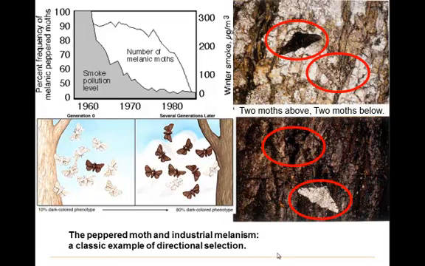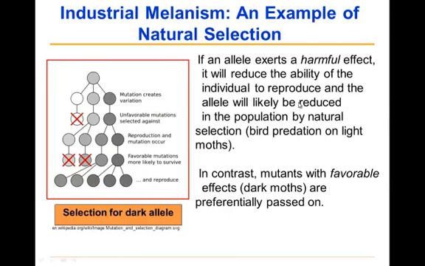Of course, the selective pressure here is birds that would feed on the moths, and they would more easily pick off the moths that don't match the tree trunks than those that do. This little figure here shows that we have variations, different colored moths, light and dark, and that this is selection for the dark allele. The red X's probably represent bird predation, and we end up with darker moths over time.